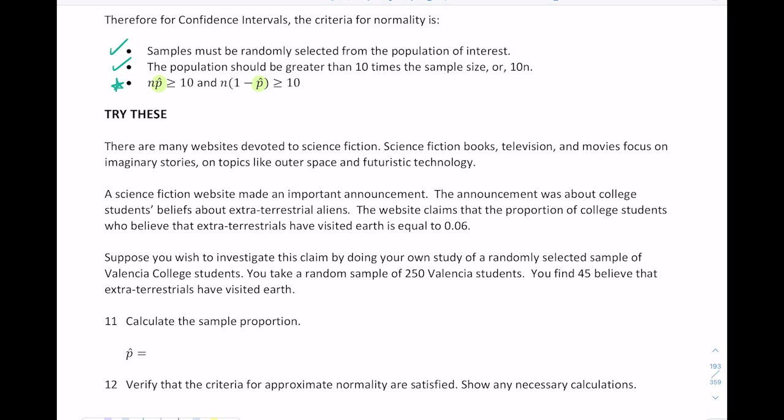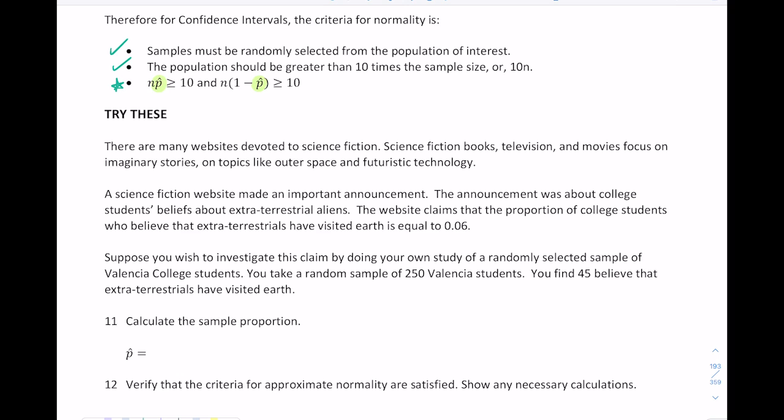Suppose you wish to investigate this claim by doing your own study of a randomly selected sample of Valencia College students. You take a random sample of 200 Valencia students. You find 45 believe that extraterrestrials have visited Earth.